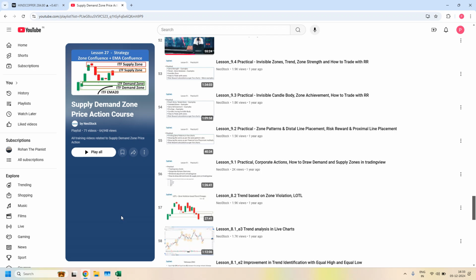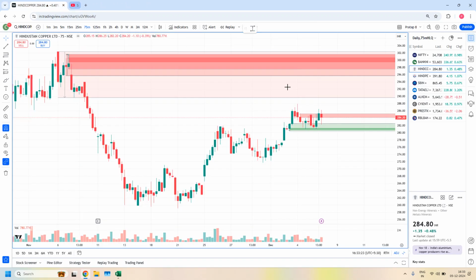Okay, now let's get into the analysis discussion. In yesterday's end of the day report, we identified 1, 2, 3, 4, 5, 6, 7, 8. Actually, there is a 9th one also, because it has demand and supply trades from the daily and 75 minutes time frame. So in total, 9 high liquidity zones from 8 stocks. And the first one is Hindustan Copper.